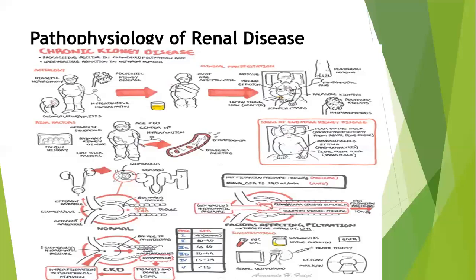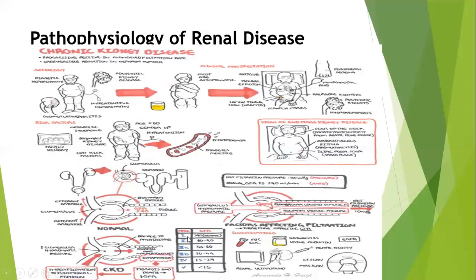Necrosis means death. Necrosis and destruction of nephron. From there, reduction in the number of functioning nephrons. From there, nephritis, and from there also kidney failure. So this is very important. And in this picture, you can clearly see this GFR, glomerular filtration rate.